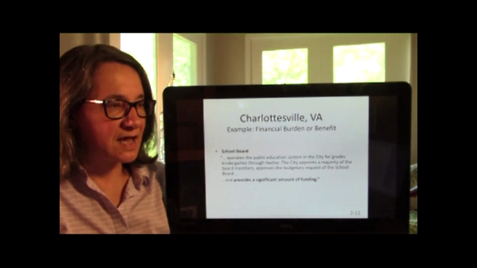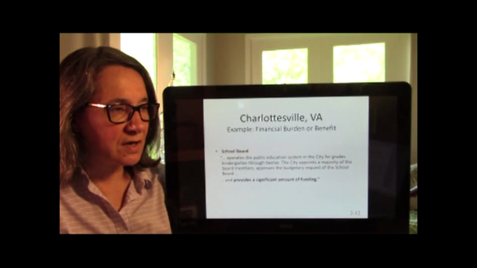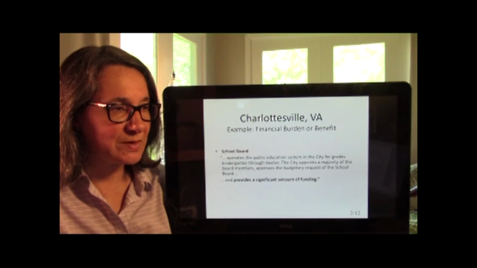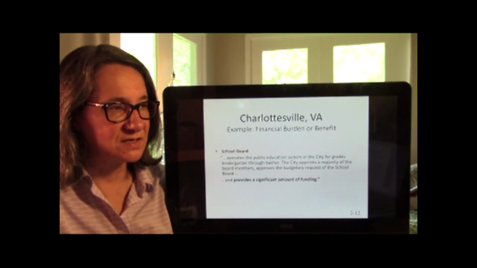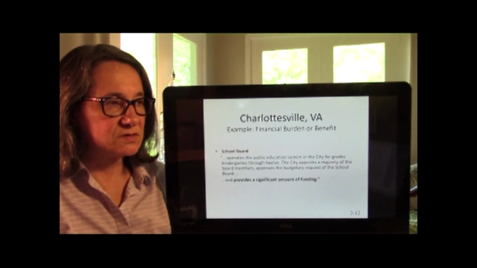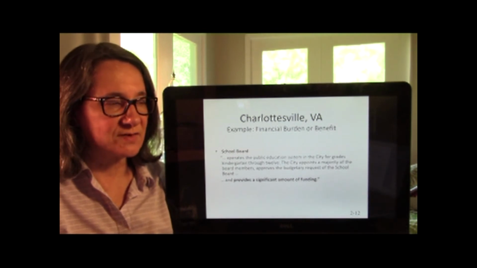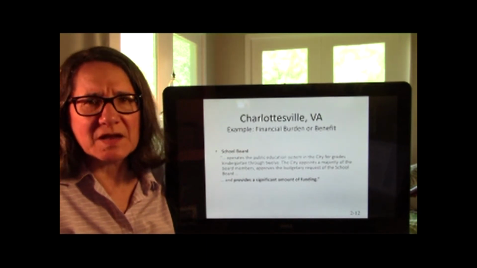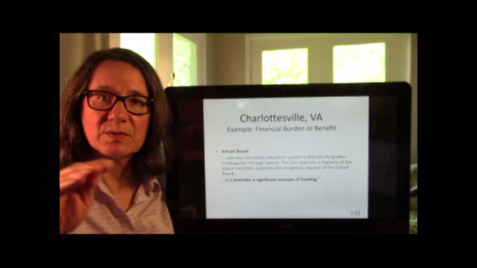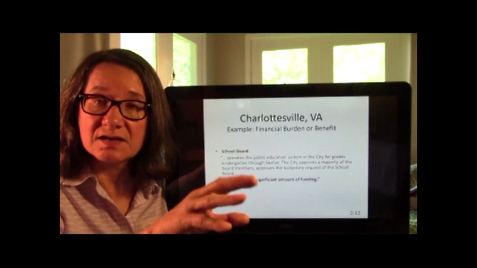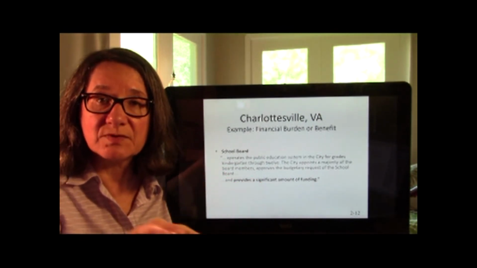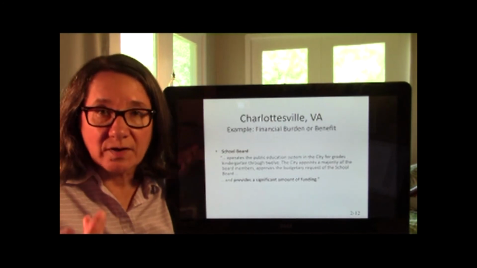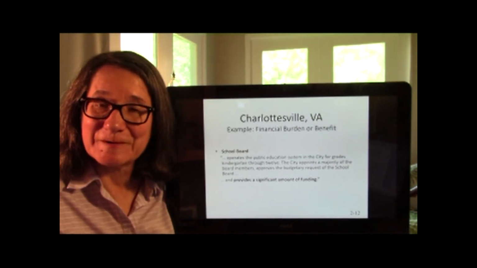In this case, the school board operates the public education. The city appoints a majority of the board members, approves the budget request, and provides significant funding. So the school board in Charlottesville is part of the city of Charlottesville. It's a component of the city. Here in Kingsville, we don't do it that way. They have their own separate board that's elected separately. So the City of Kingsville is completely separate from the school board for Kingsville ISD. That's why ISD is their independent school board, right?